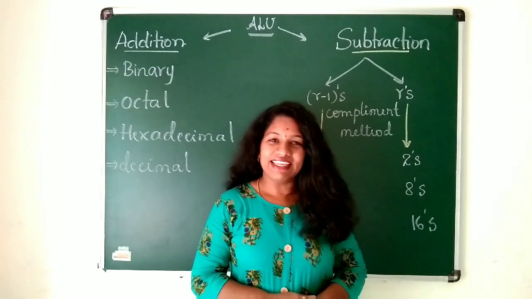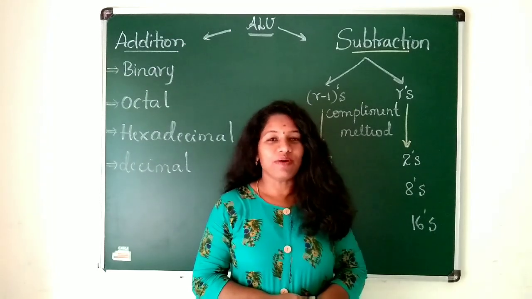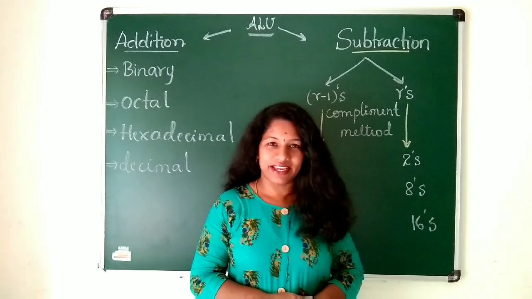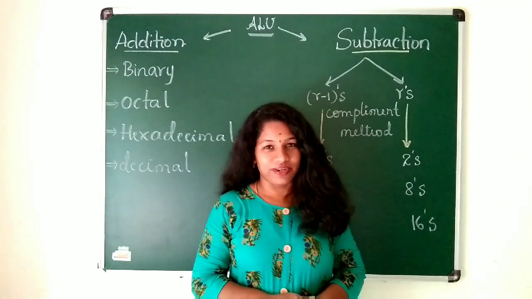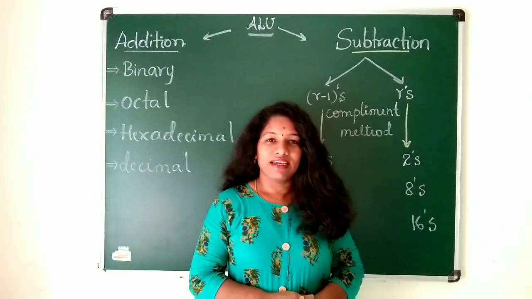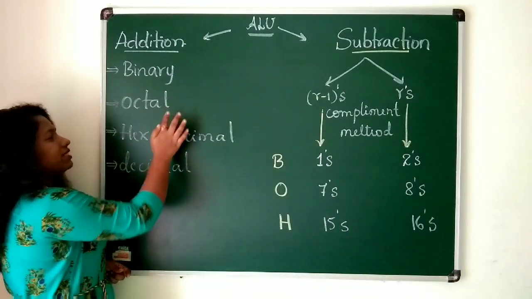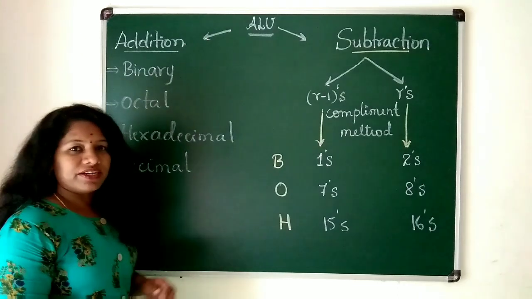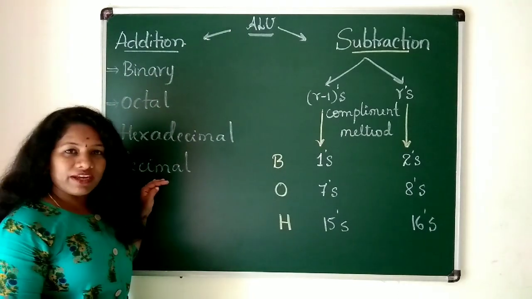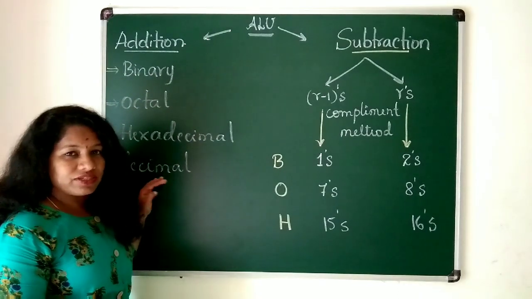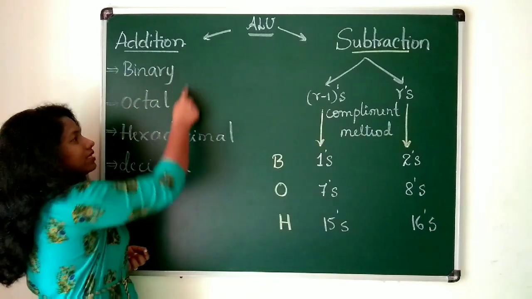This is VBL. In this video, you are going to get how addition and subtraction takes place in the arithmetic logic unit of the CPU. Here, we are going to have binary addition, octal addition and hexadecimal addition, and you are very much familiar with decimal number system addition, so I am going to concentrate on these three.